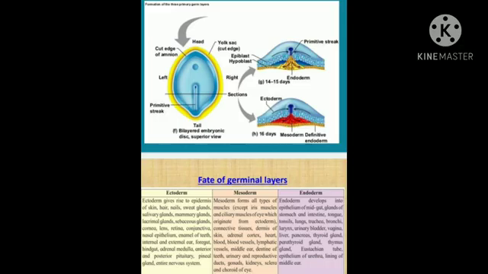Coming to the mesoderm. Mesoderm forms all types of muscles except the iris muscles and ciliary muscles of the eye, which originate from the ectoderm. Iris muscle and ciliary muscles are muscles of the eye which originate from the ectoderm. Otherwise, all the different types of muscles originate from the mesoderm. Basically, this is the middle layer. Connective tissue is also formed from the mesoderm. Dermis of the skin, adrenal cortex.